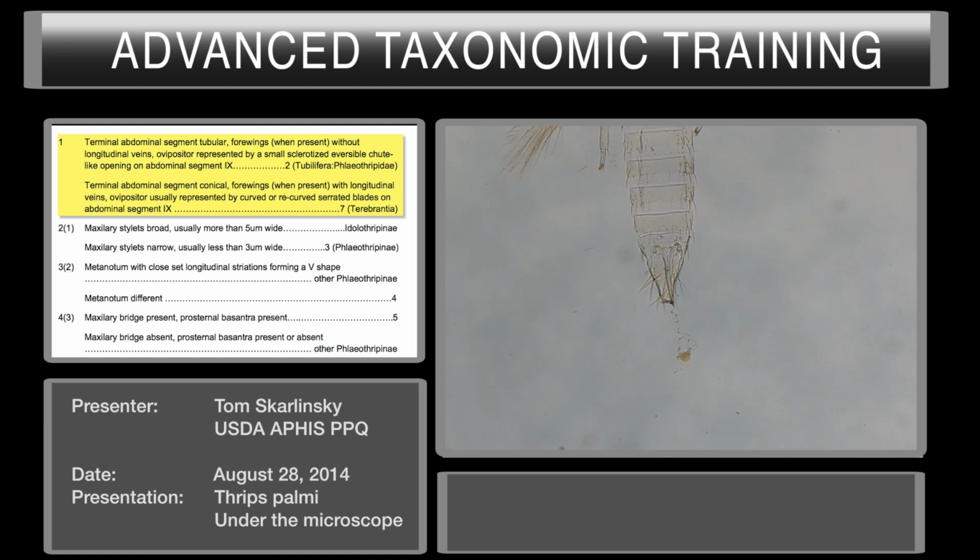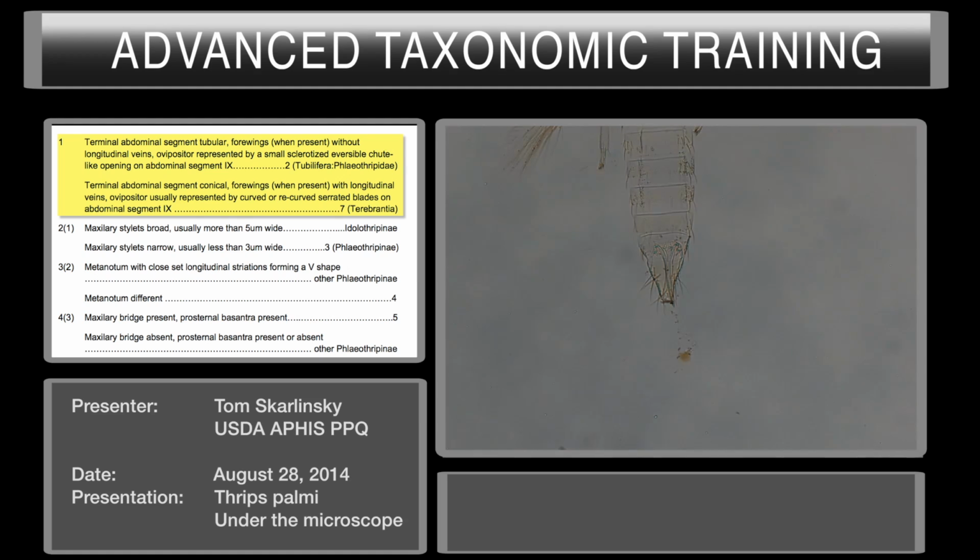Let's go ahead and take a look. We can see the ovipositor readily on this magnification, and we can vaguely see the serrations in the ovipositor. So we can pretty much determine that this is a Terebrantia. So let's go ahead and scoot on down to couplet 7.